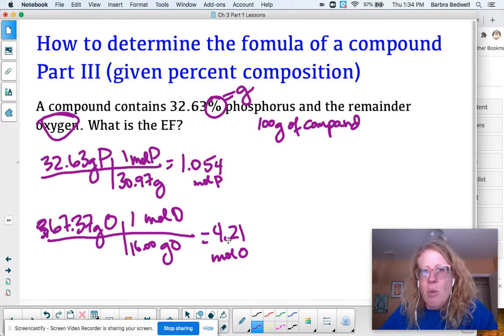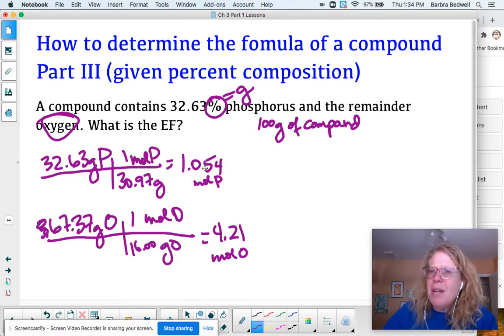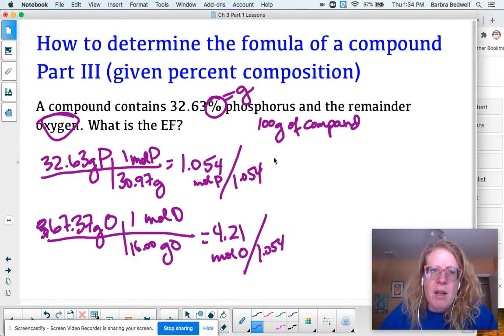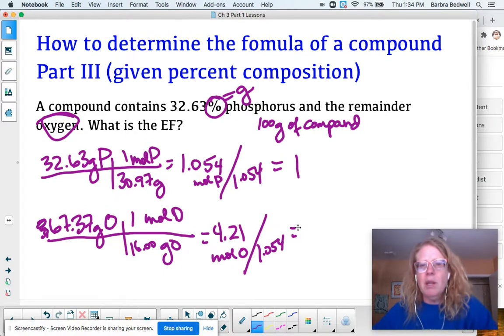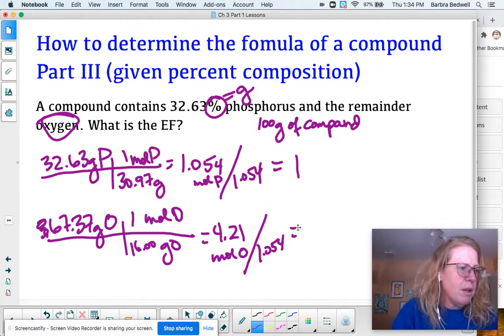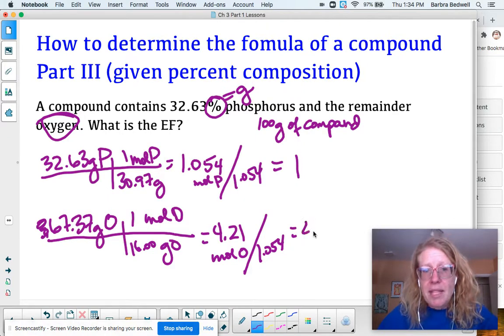So this is one of those where it's not quite as easy to see. It's not a 1 to 4. This number is not close enough to round, like that other one I'd be comfortable rounding. But this is not a 1 to 4 ratio. So let's do our actual math part and see what happens. 1.054 divided by 1.054, well, I know that one's 1. So what's 4.21 divided by 1.054? There we go. This is now equal to 4.